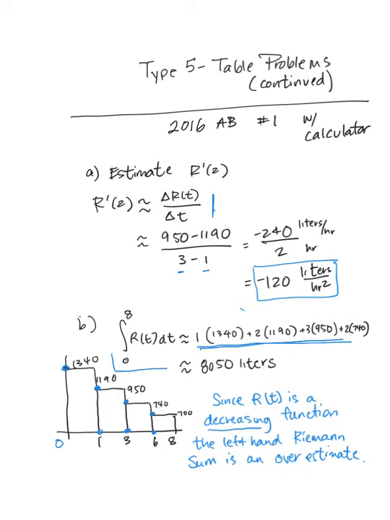Since r of t is decreasing, we know it's decreasing by the stem of the problem, then any left-hand Riemann sum is going to be an overestimate. So if we connect the dots here, we see that those rectangles are above the curve.